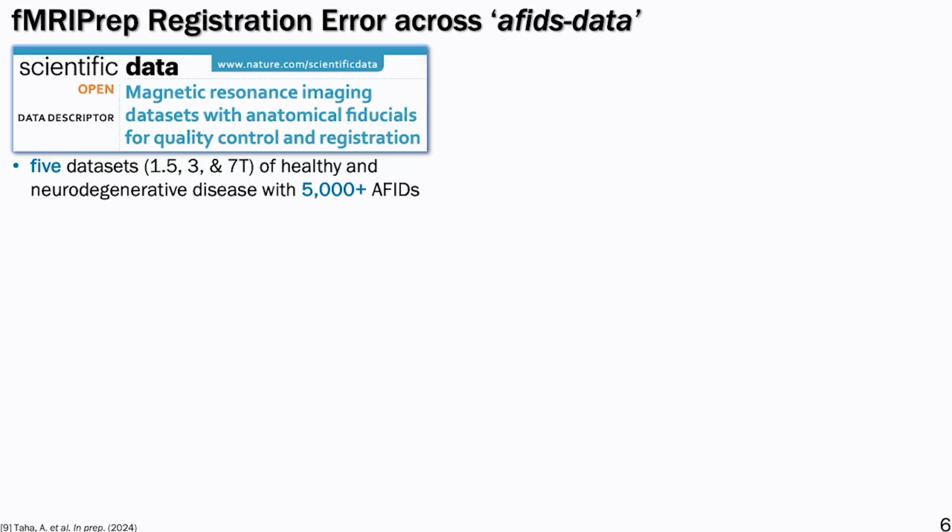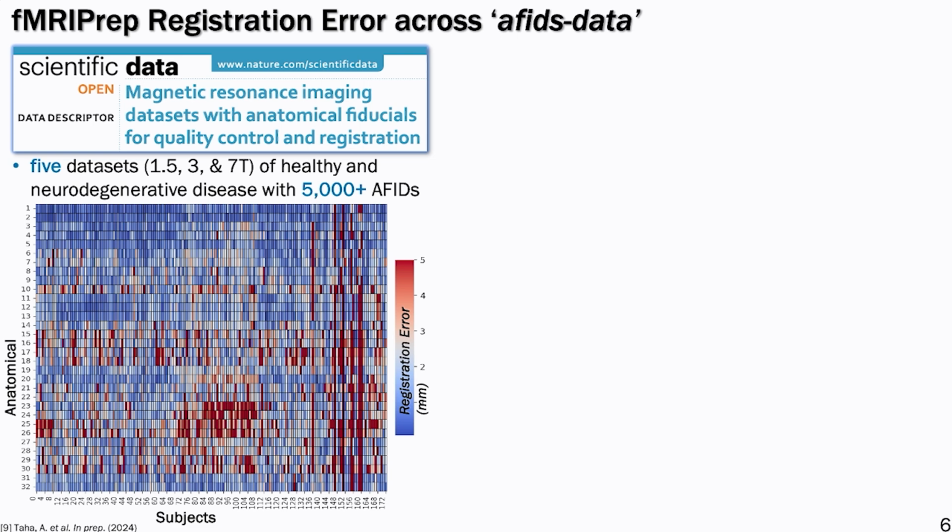I want to take a couple of slides to show what can be done with our data. So we've released 5 data sets with ranging magnetic field strength, surveying various healthy and neurodegenerative disease, constituting more than 5,000 landmarks. Here's a heat map showing all the 173 subjects. And what we did is we registered all of these subjects to MNI space using fMRIPrep. And that heat map represents the errors.